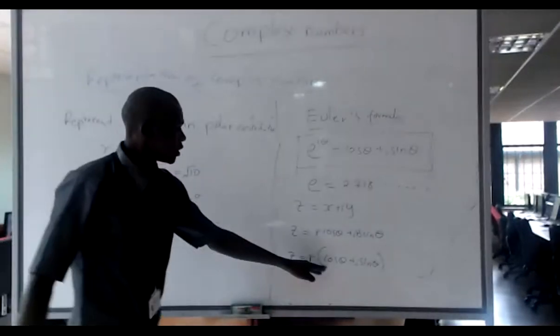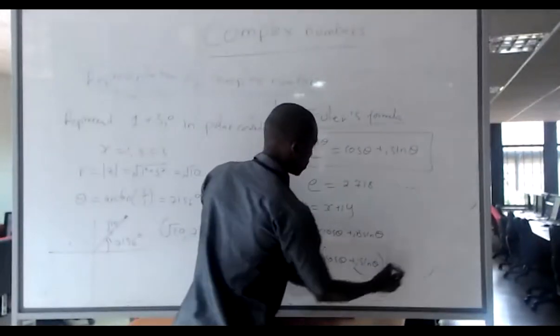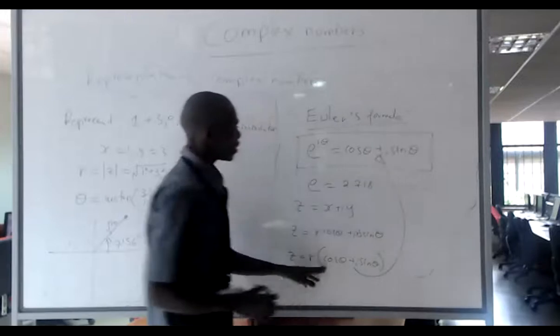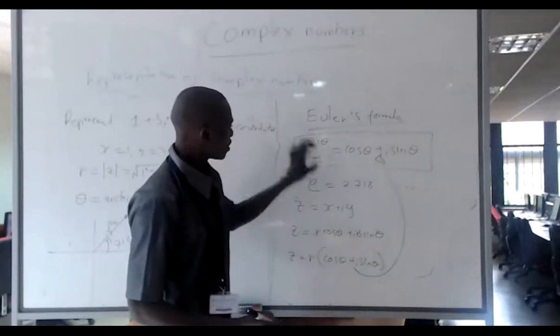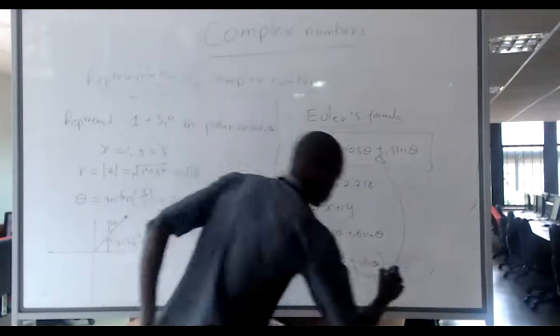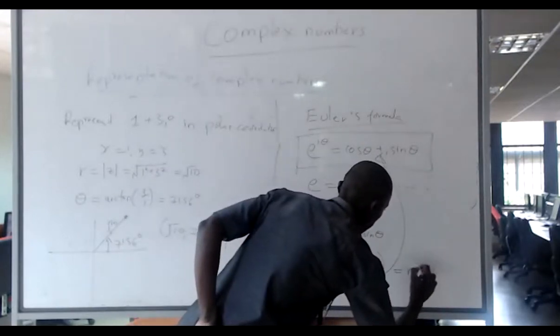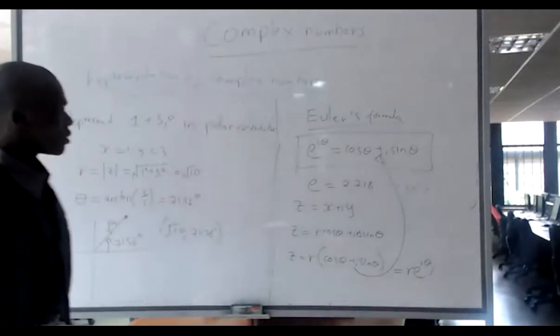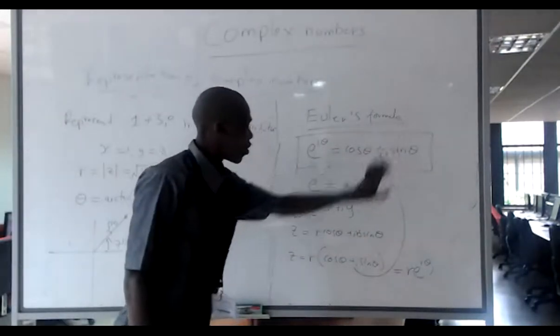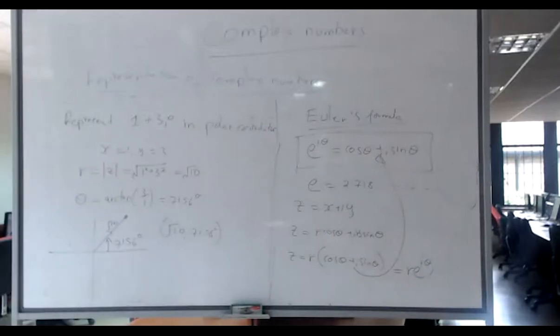At this stage, this is Euler's formula. So instead of cosine of theta plus i sine of theta, this part can be written as e to the power i theta. So you can write this as r times e to the power i theta, because I've invoked Euler's formula. So these are three ways to represent complex numbers.